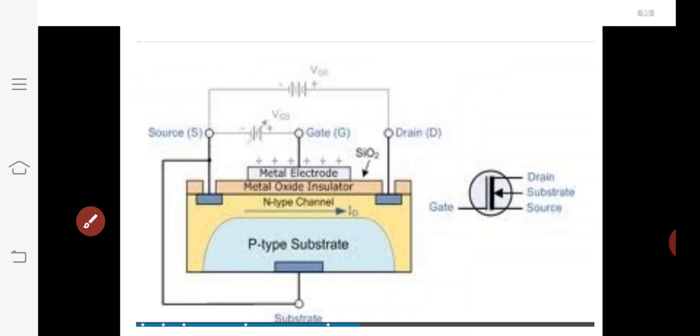When the gate is positive, then it attracts more electrons. Then the number of charged particles, electrons, going to the drain increases, and the output current, the drain current, also increases.